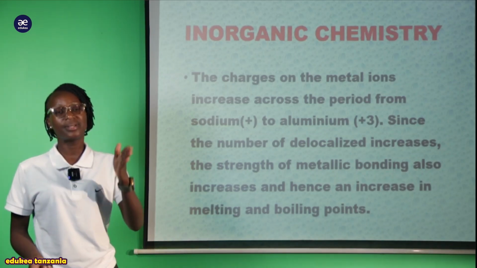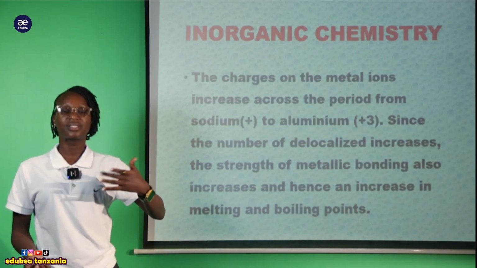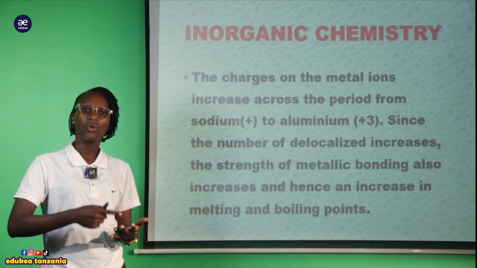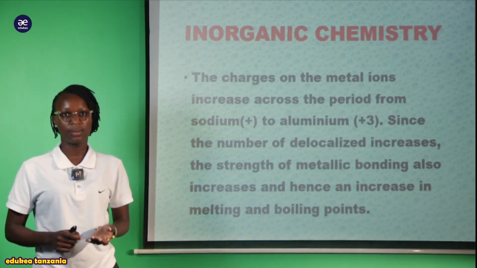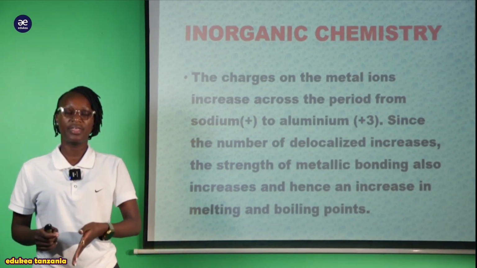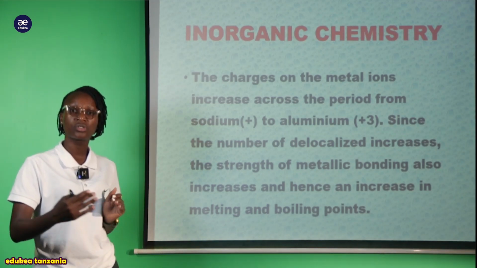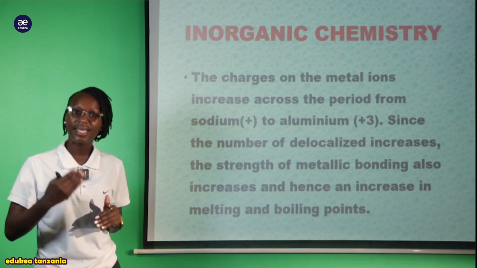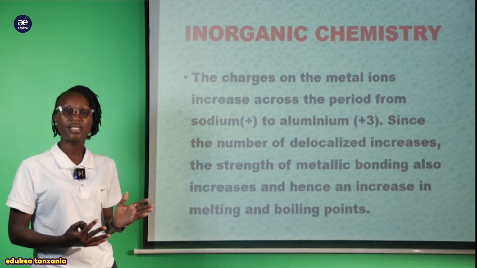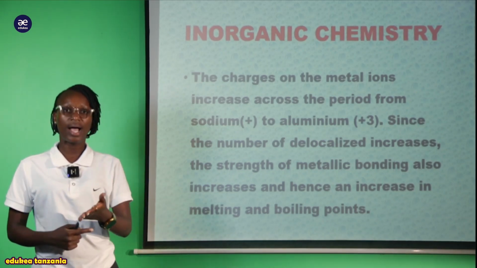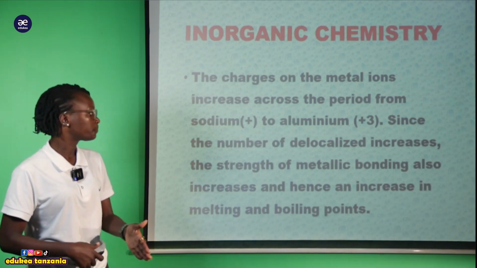As you can remember, tulisema zile groups ndizo zinatupa hizi criteria kujua kwamba okay, huyu element ana electron wangapi, kwa sababu the number of the group represents the number of the electrons. Kwa hiyo unashangaa kwamba as you move across the period from left to right, the metallic ions tend to increase. For instance, from sodium positive 1 to aluminium positive 3.